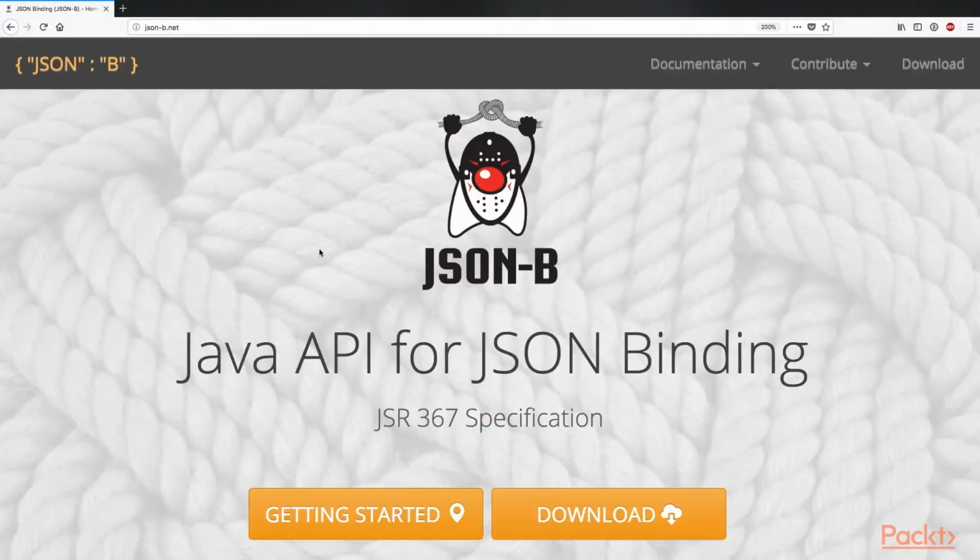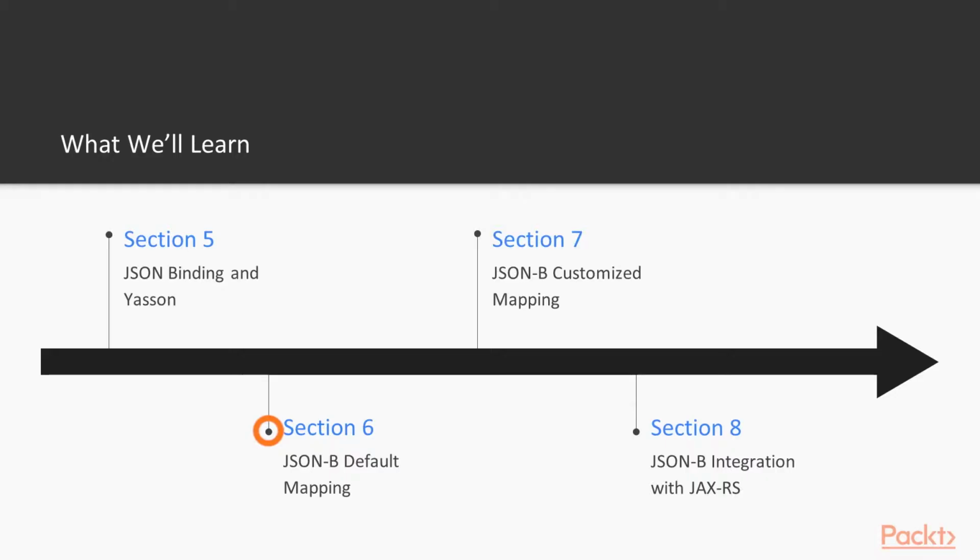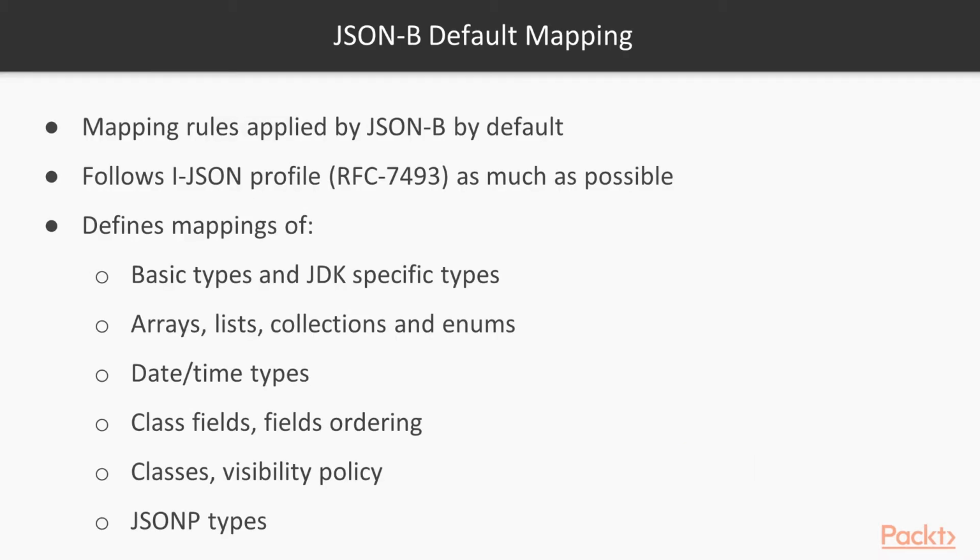Next is JSON binding and JSON-B. The first section is dedicated to default mapping. You will learn the scope of default mapping, date and time formats used by default, which class fields are processed by default, which are not, and why.